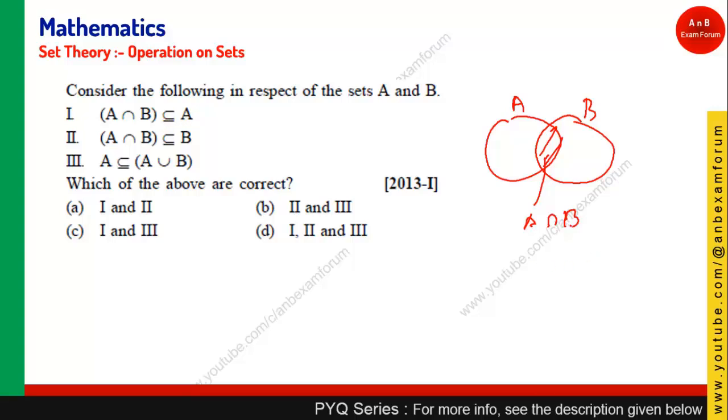So A intersection B is a subset of A, right? Yeah, this is correct. So option 1 is correct. A intersection B is a proper subset of B. Yes, you can see this is a part of B also, so this is also correct.